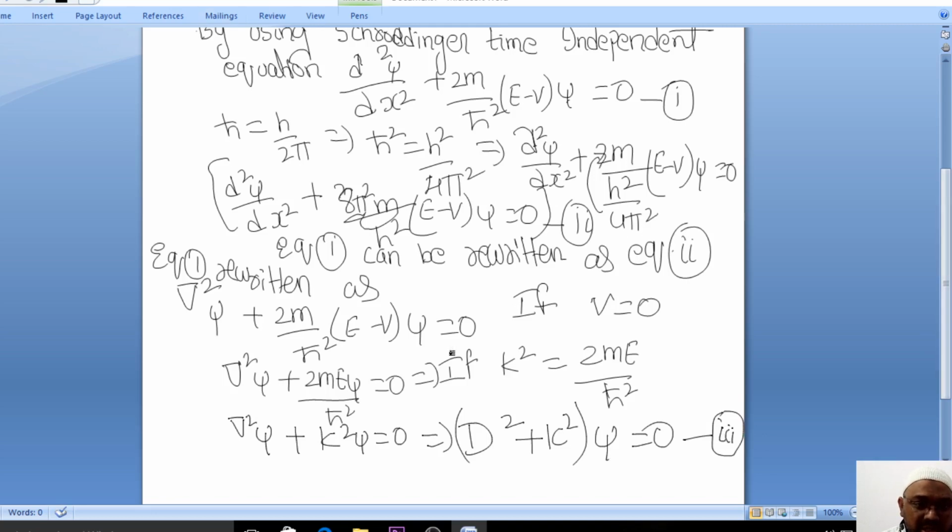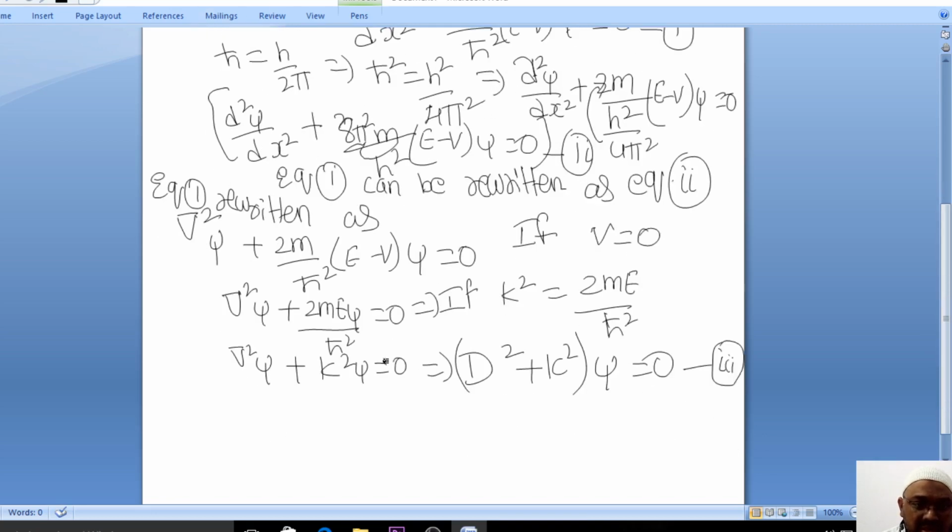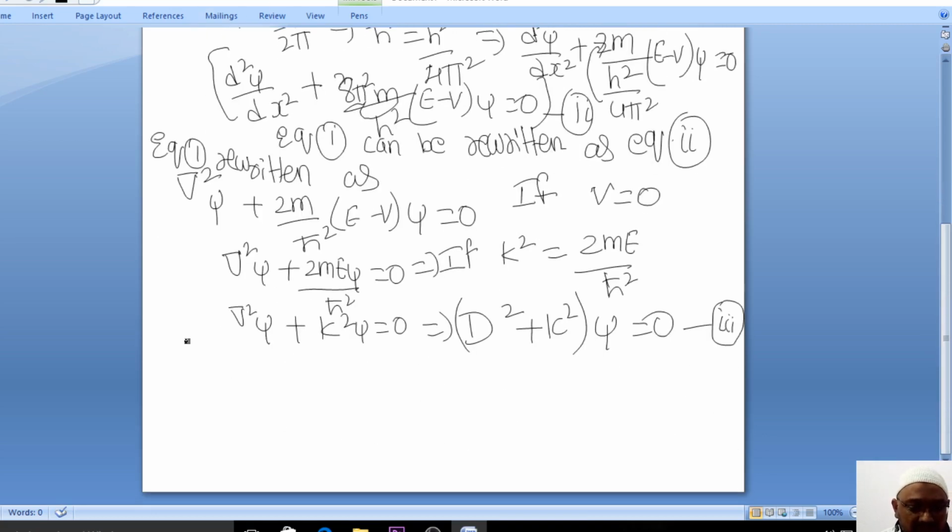Now again, you can see this equation is a second order differential equation. This second order differential equation will have a solution. What is that solution? Let us see it.